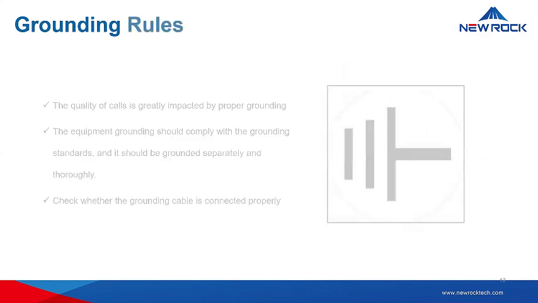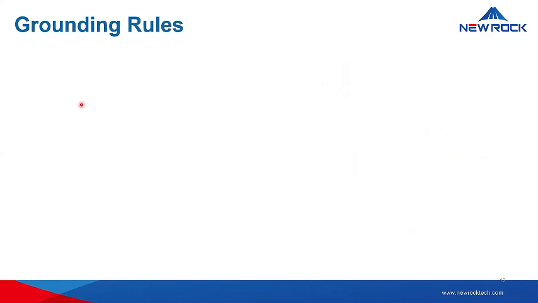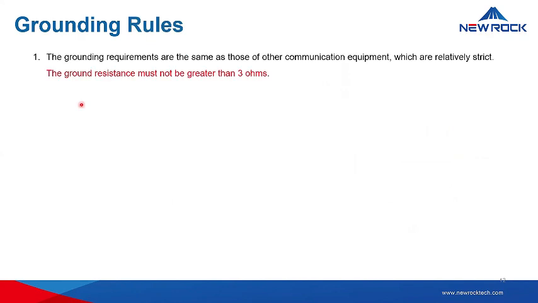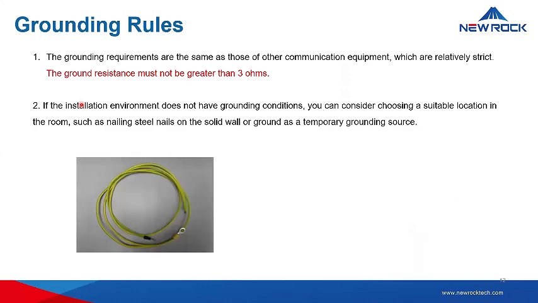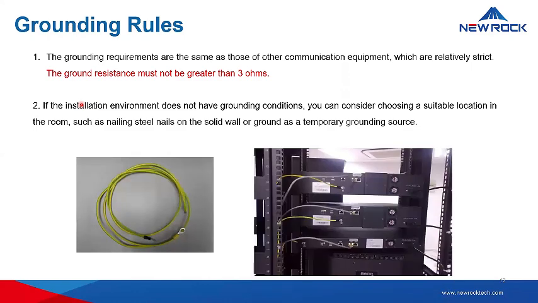Okay, so grounding rules again: you need a ground resistance that is not greater than 3 ohms. In the event there are no grounding conditions available in the room, you need to nail steel nails into the solid wall or ground as a temporary grounding source. As shown here, we have the cable, and you need to place it accordingly with the device.